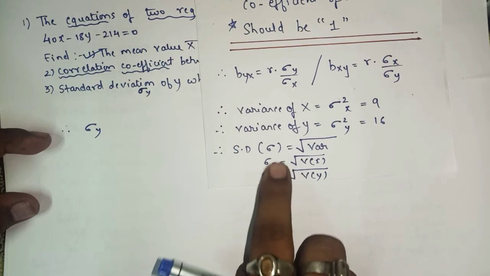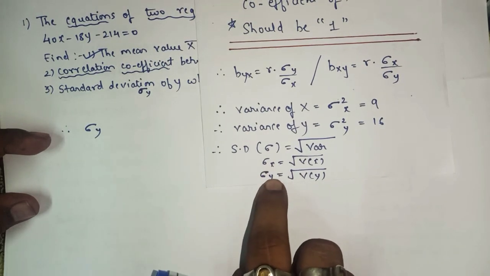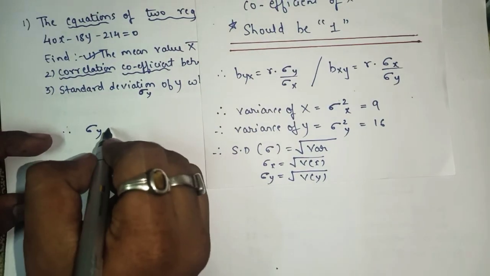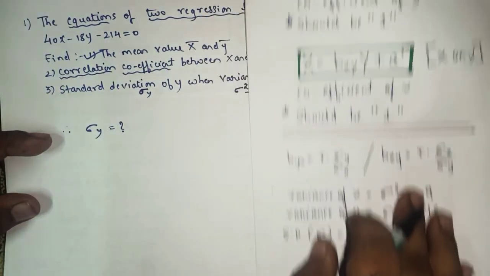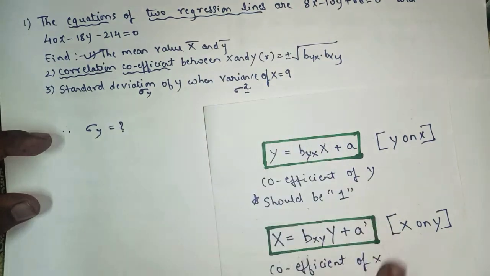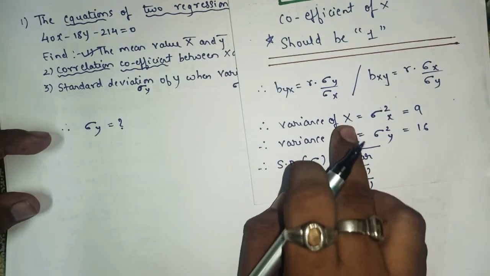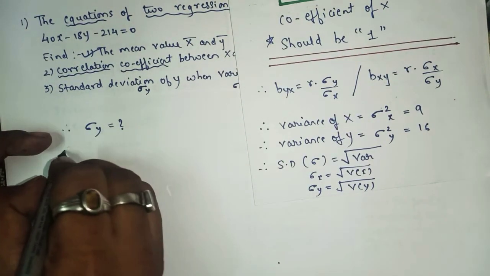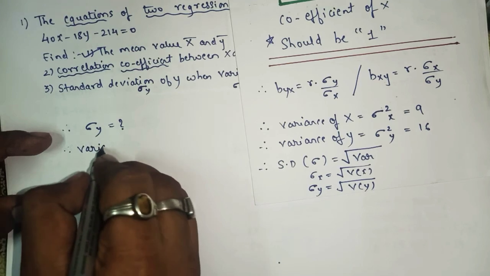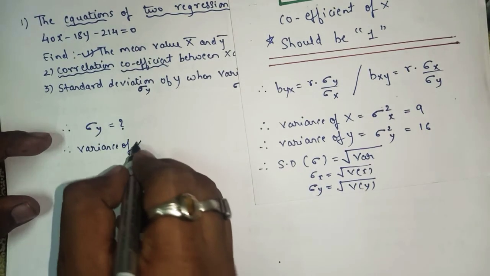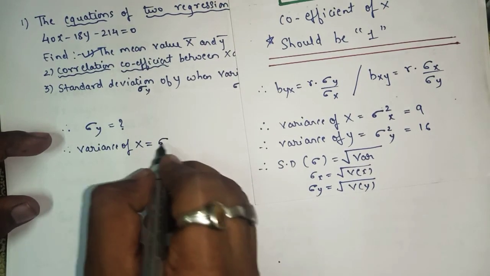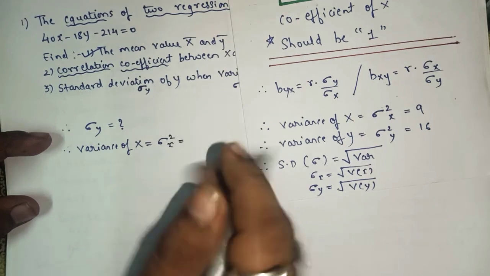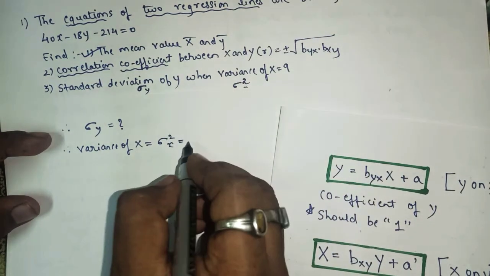If I say standard deviation of x, this will be the symbol. If I say standard deviation of y, this will be the symbol. So standard deviation of y is what? We have to find where variance of x is given. So what do you mean by variance of x? This is the value. So what is the variance of x? It is 9.